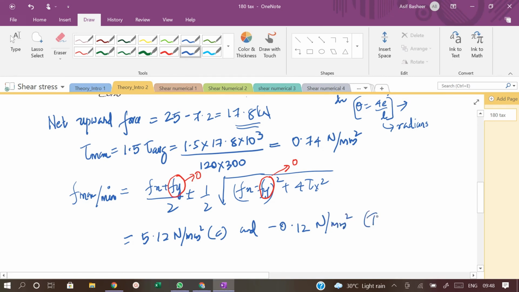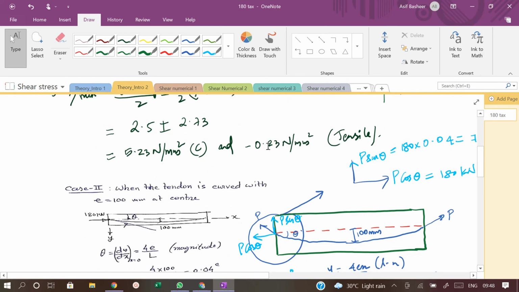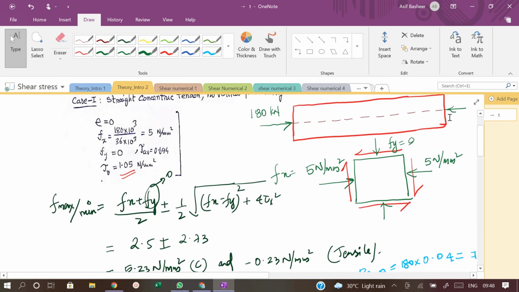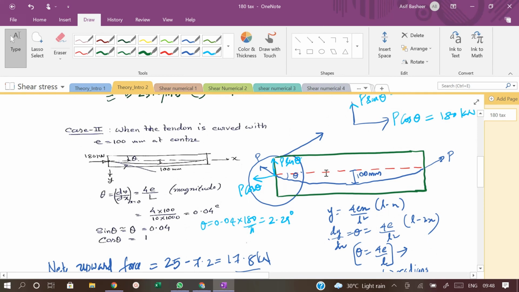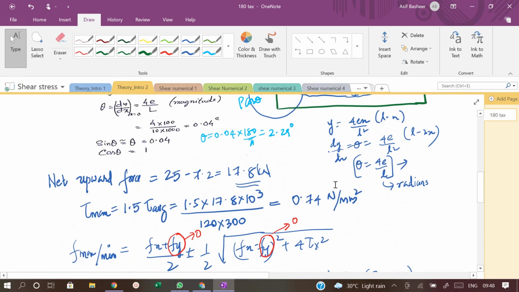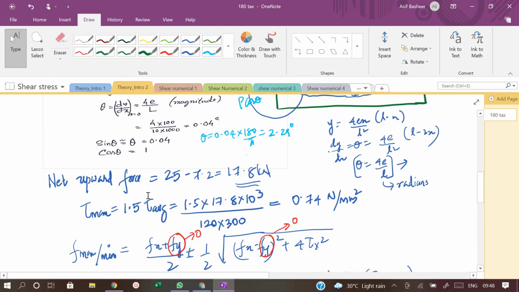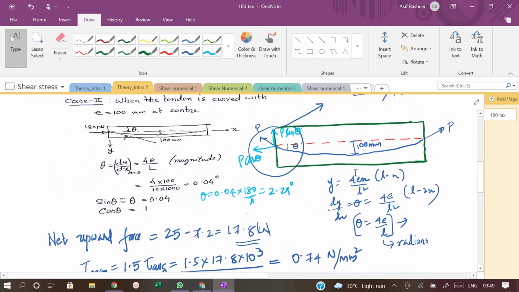Since minus, it is tension. So what did you understand from here? You can see here at the first case the tensile stress was 0.23 Newton per mm square when there wasn't any eccentricity and when the cable was straight. Now when I introduced a parabolic profile like this, or an inclined or varying profile for the tendons, what happens? The compressive force remained almost the same, but the tensile stress reduced. That is due to this, just by changing the profile of the tendon.